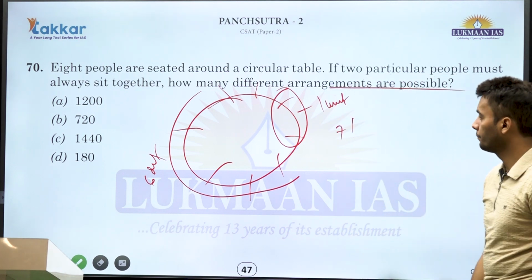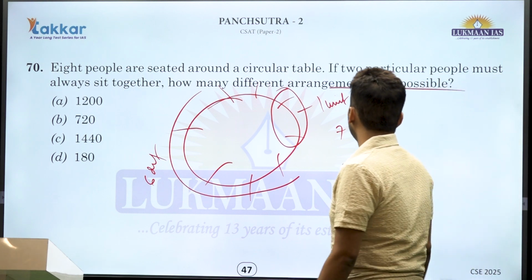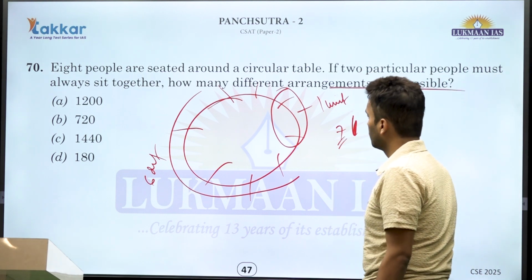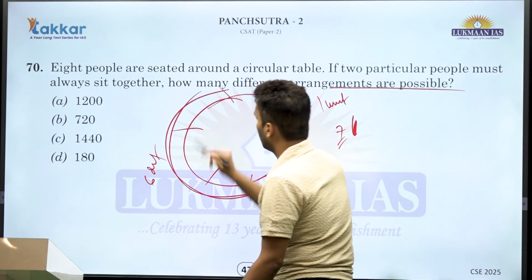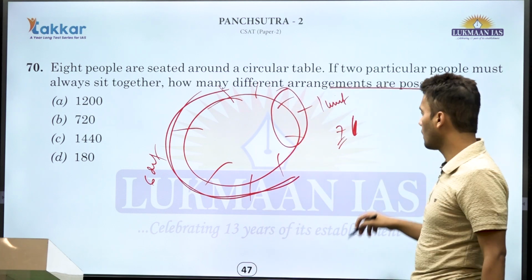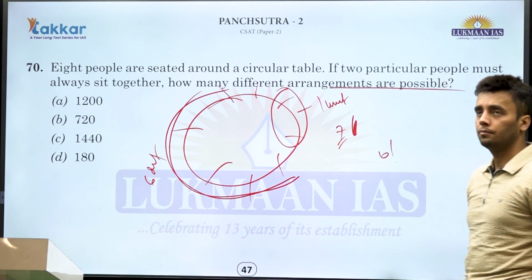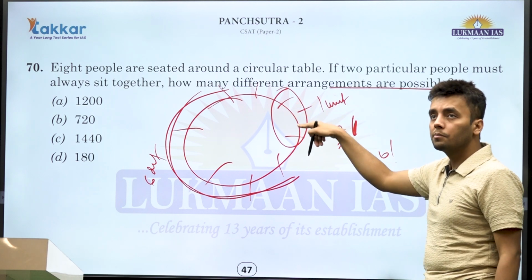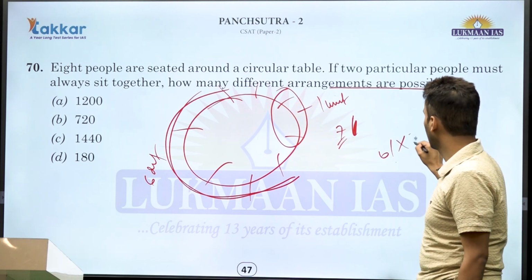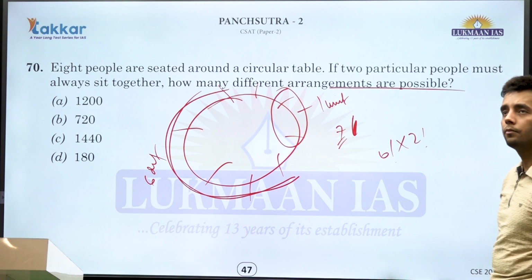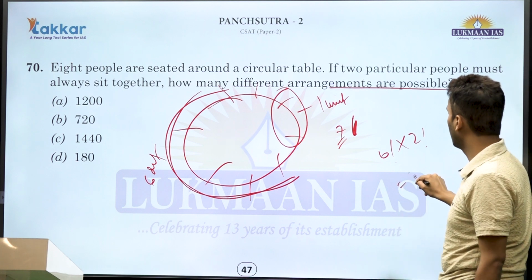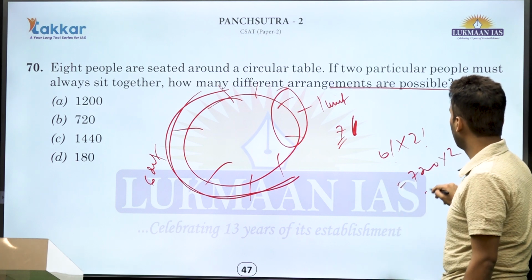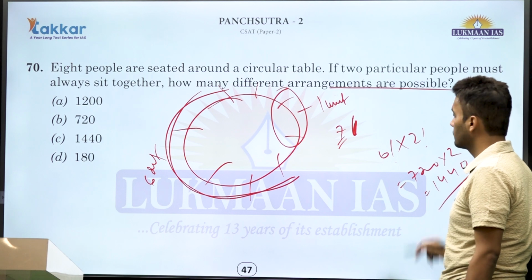So the total number of units becomes 7. These 6 people can rearrange among themselves in how many ways? 6 factorial ways. And within this unit, these 2 people can rearrange themselves in 2 factorial ways. So the total number of ways becomes 720 into 2. That is 1440. This is the answer.